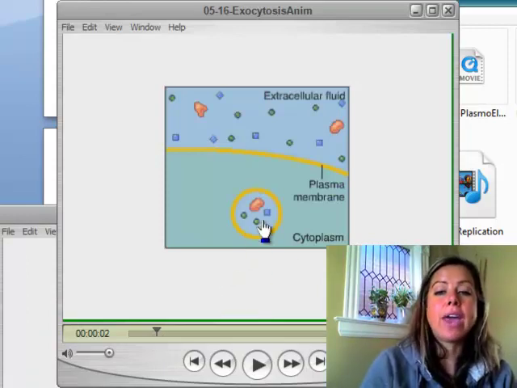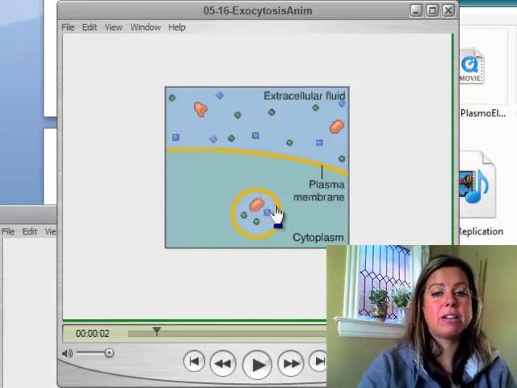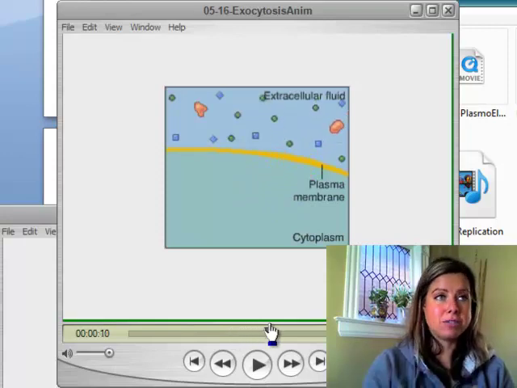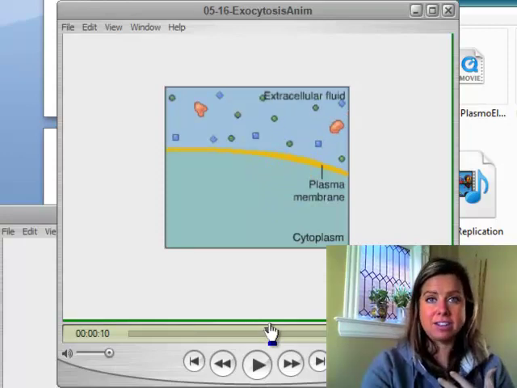Okay, so what's going to happen is you've got this vacuole of food that you want to get out of the cell. So what your cell's going to do is that vacuole is going to get close to the membrane, and then it's going to eventually fuse with the membrane, and then it's going to dump its contents out. That is exocytosis, stuff exiting the cell.